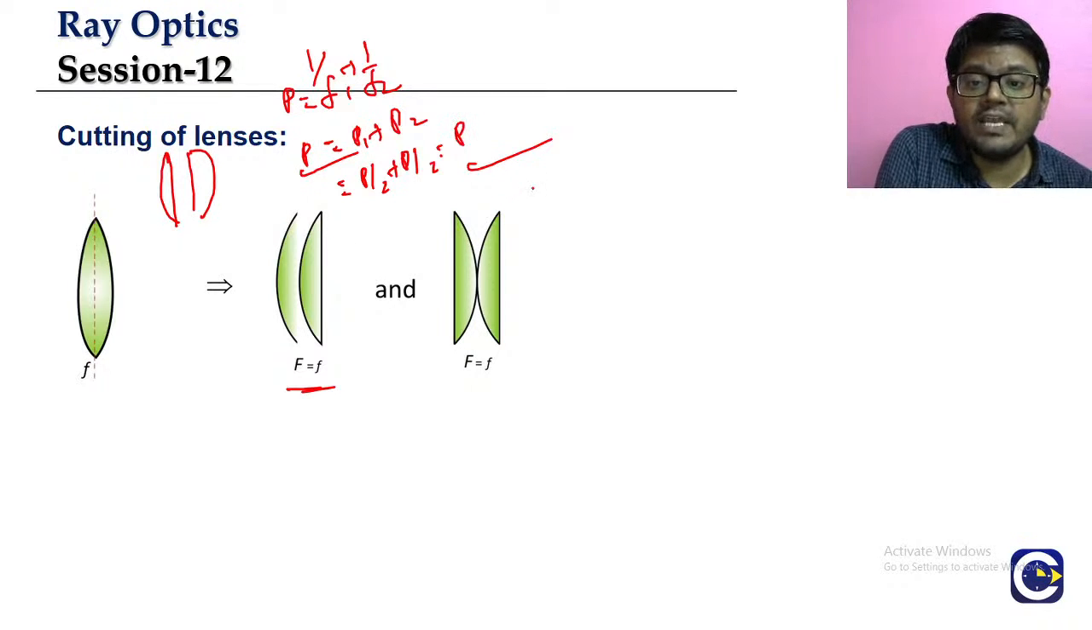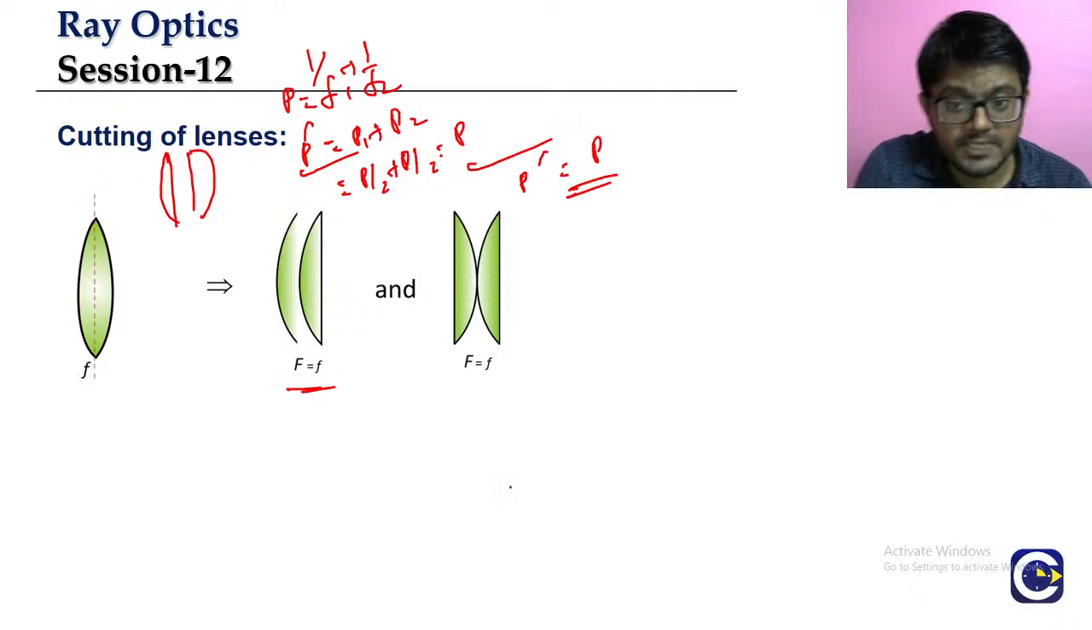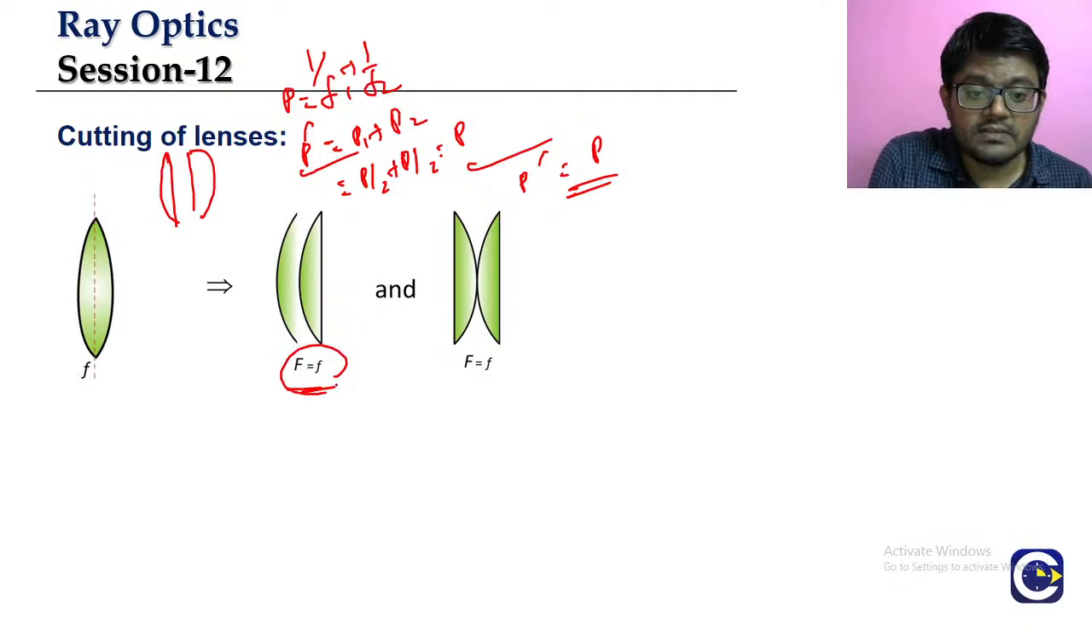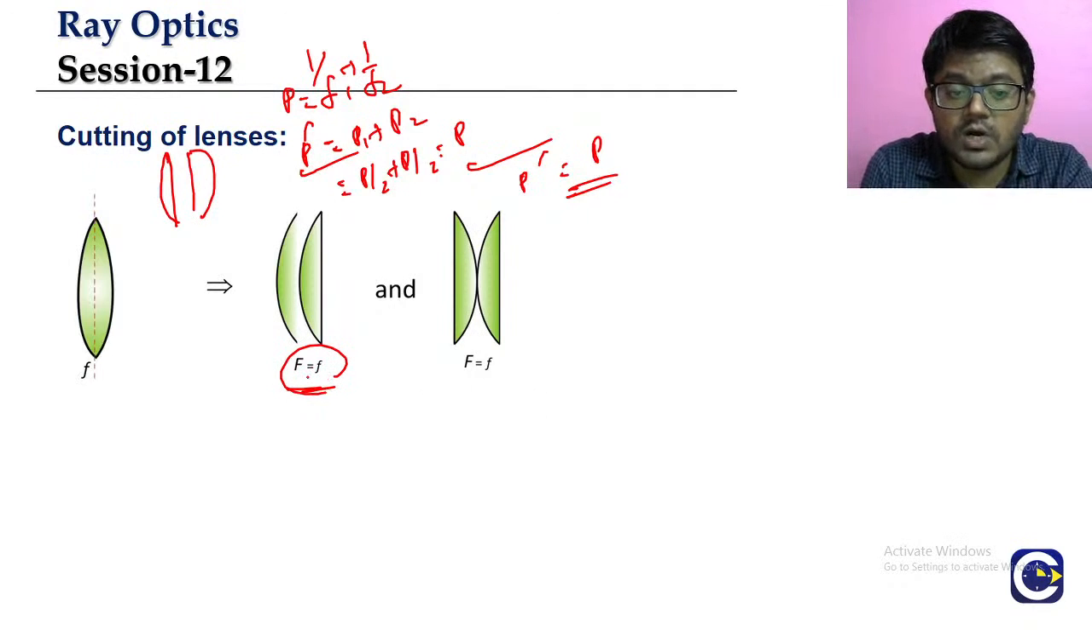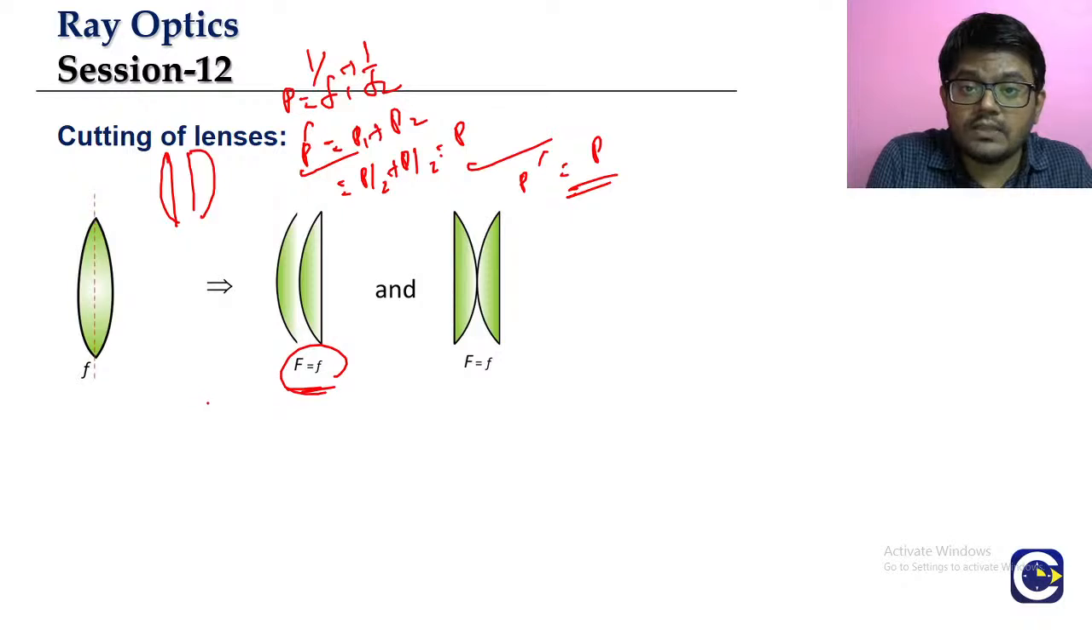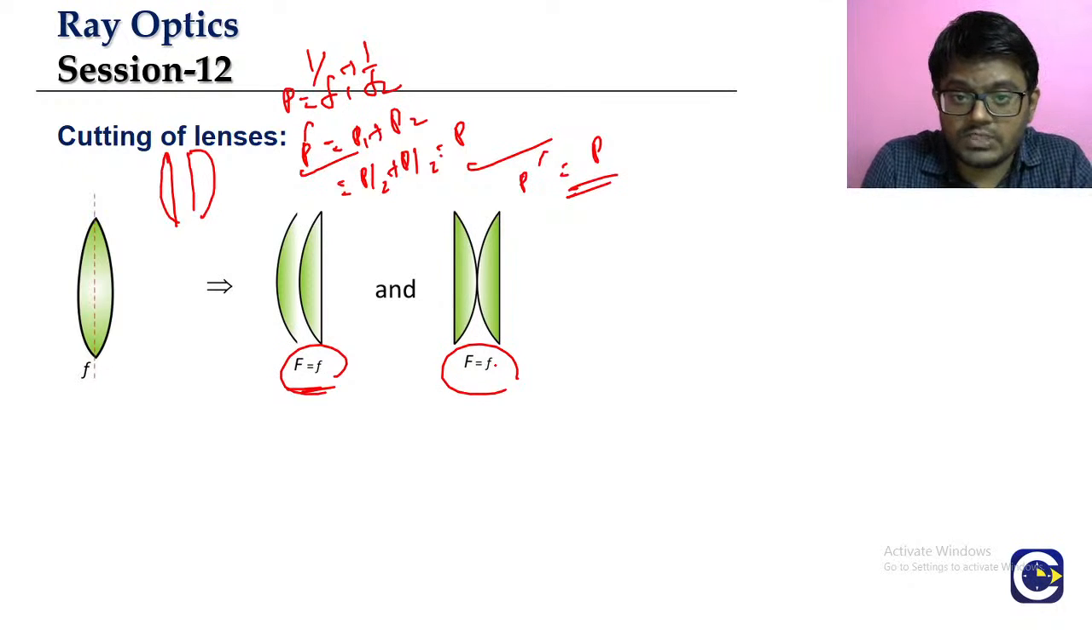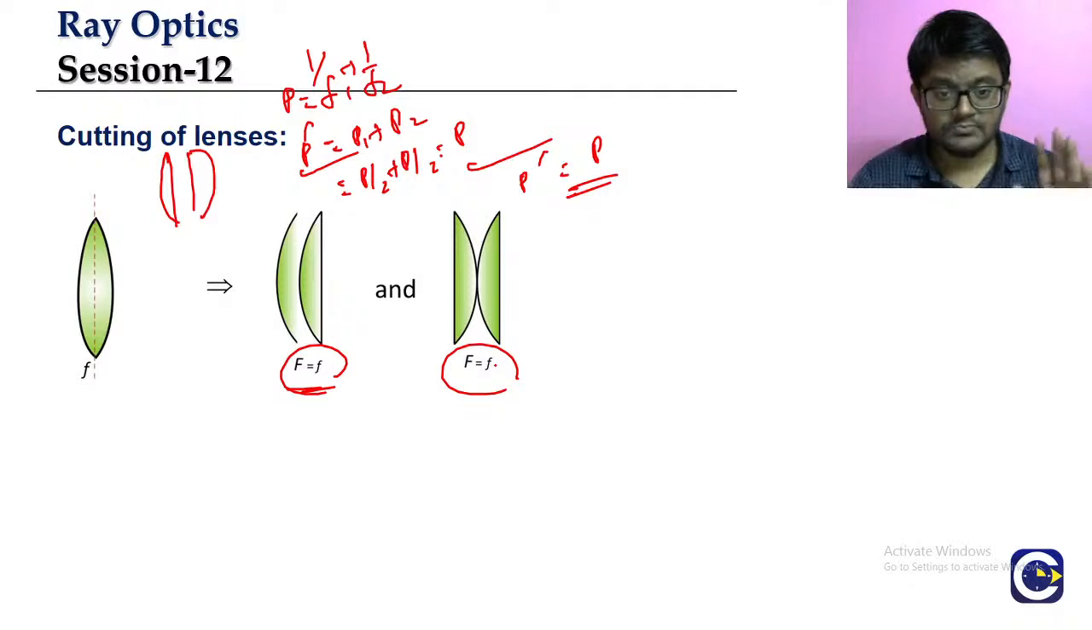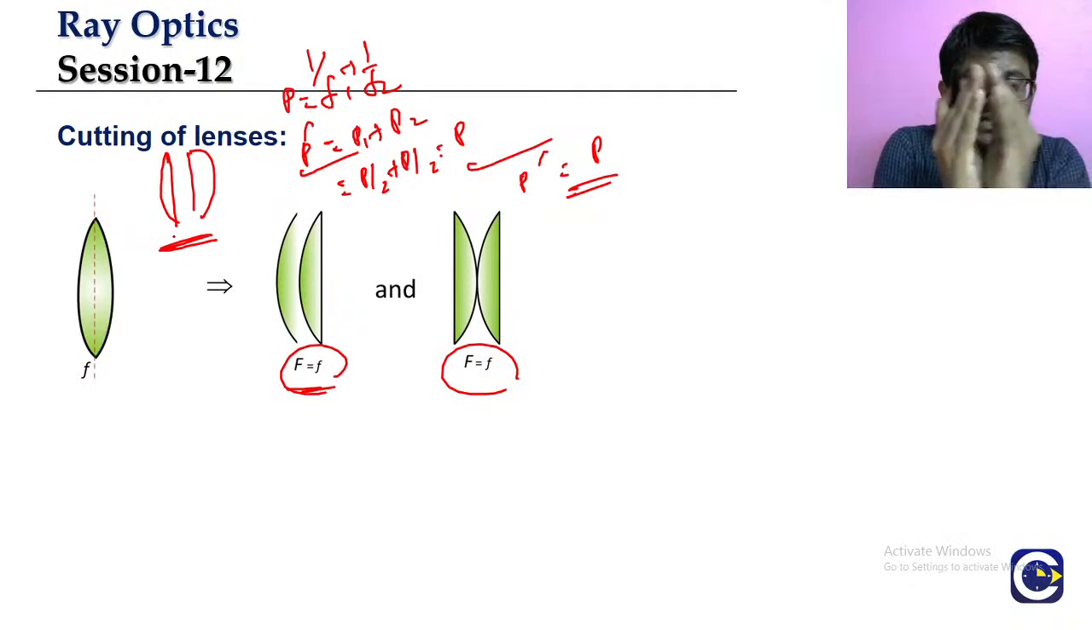Here also, whatever way you arrange, the power P dash of the combination will be again P. Means the effective focal length will be equal to the focal length of the original. So the power of the combination will be the same as the power of the original lens, and the effective focal length of that combination also will be the same as the focal length of the original lens. So we keep it like this. That is our original arrangement.